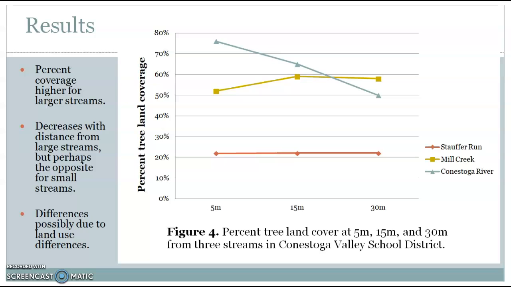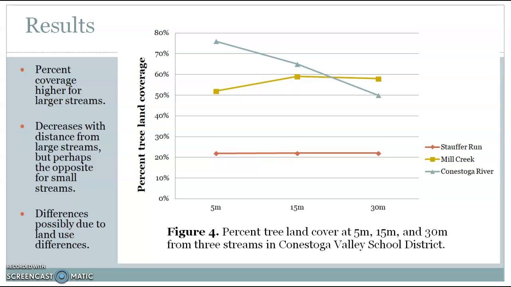That can be seen at the far left of the graph at 5 meters. You can see that the Conestoga River, which is the largest river, had the highest percentage of forested buffer zone. Other trends that it shows are interesting, such as the decrease in total percent coverage for trees as distance increased from the stream, but this only was true for the largest stream, the Conestoga River.